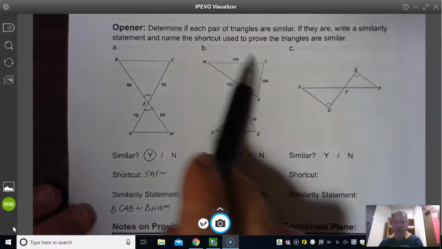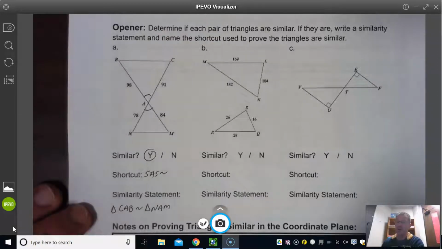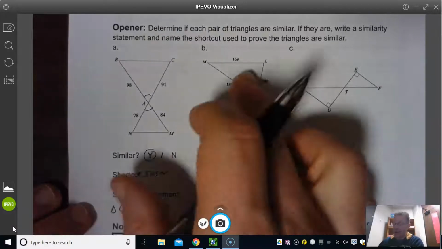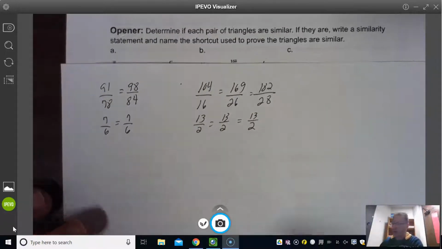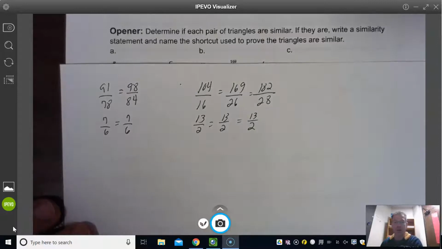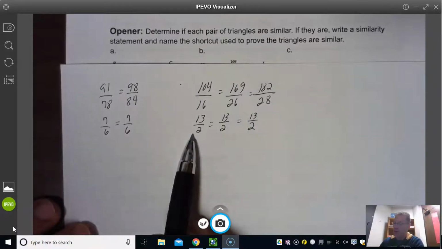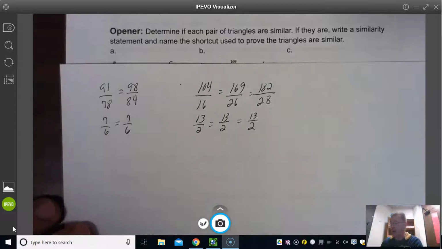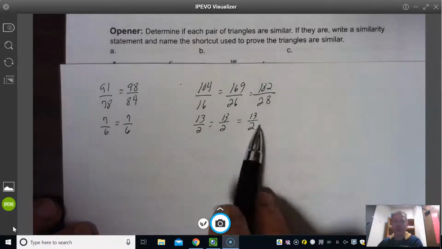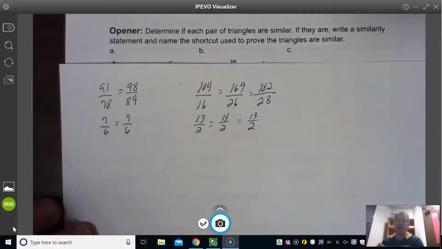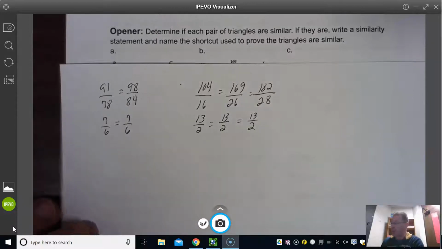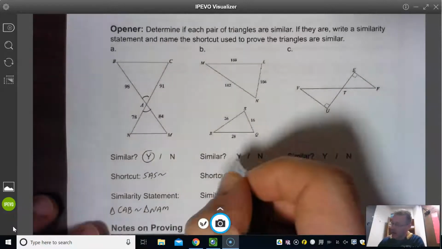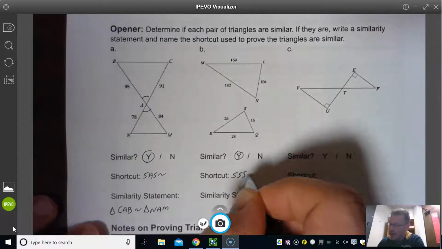In part B, notice we have all three sides in both triangles. We don't have any angle information, so the only shortcut we're going to use would be side, side, side. Once again, if I look at that ratio for all three pairs of corresponding sides, I can see that the proportion is equal. I get 13 over 2. Now, you may have done this as a decimal, and that's totally fine. It doesn't matter if you look at this in fraction form or decimal form. The key piece is that everything has to be equal. That's the big idea with the proportion. So these, once again, are similar, and this would be side, side, side for similarity.